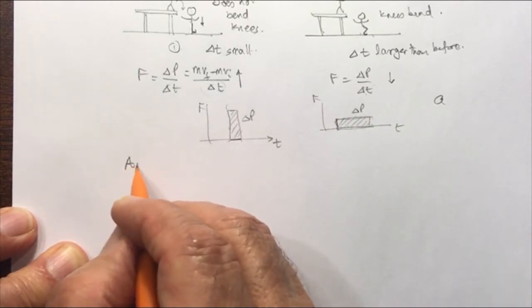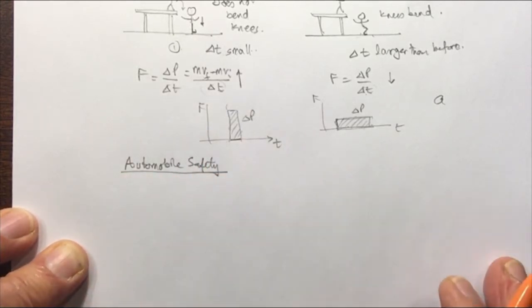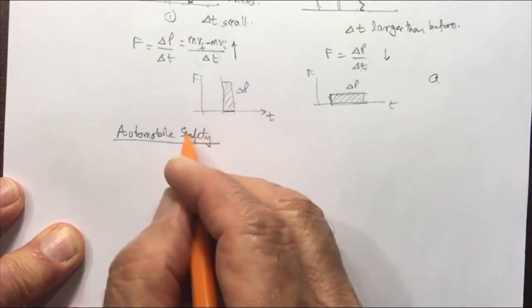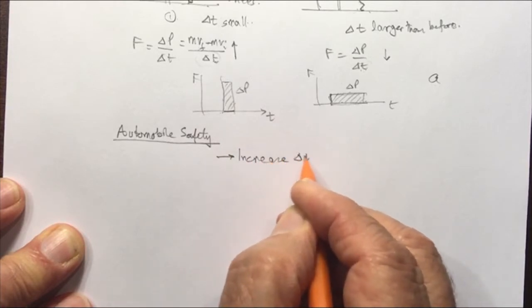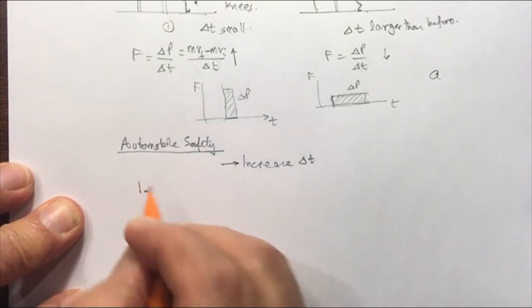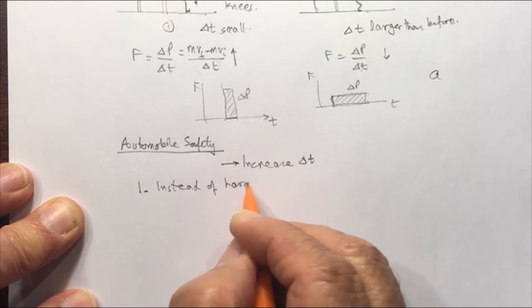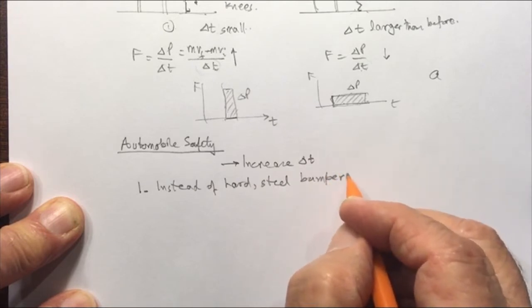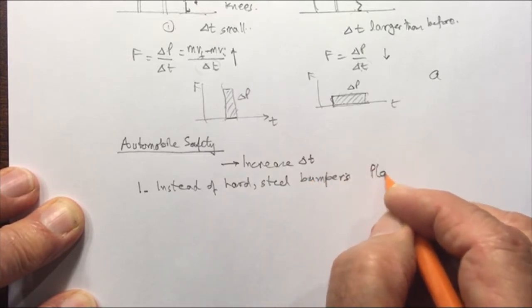This is used extensively in automobile safety, where the purpose is not to prevent damage to the car, but to prevent damage to the people who are in the car. So one of the more important ways is to increase the delta t, so that in a collision you don't stop suddenly. And for that, one thing that has taken place is that instead of the hard steel bumpers, which used to be common in older cars, we now have these plastic bumpers.